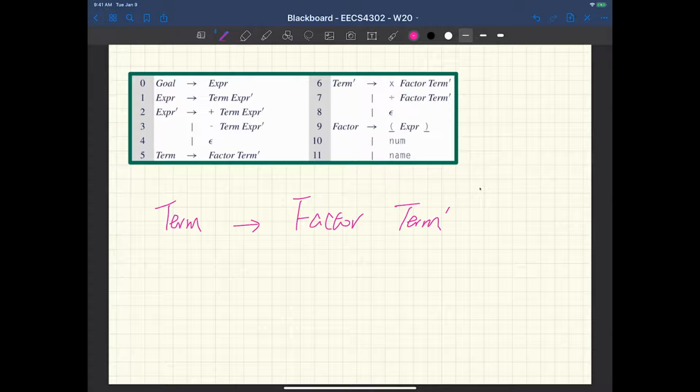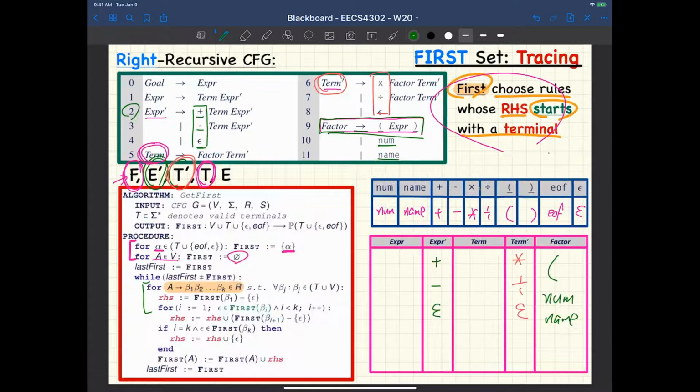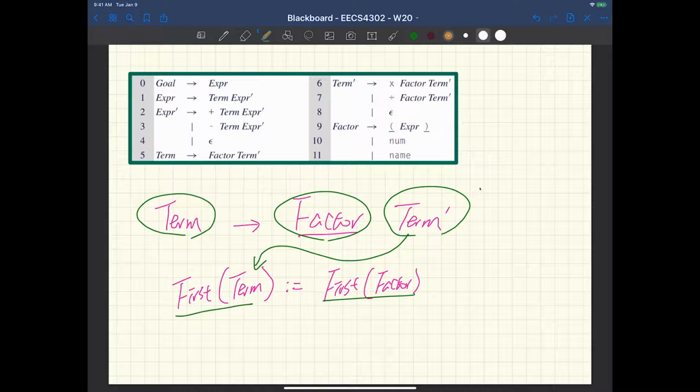To begin with, as you will see in the algorithm, the first of term is initialized to be just the first of the first variable, just factor. It's always the case, right? So now the question is, should we also include the first of term prime into the first of term? Think about this. Before we run the very first iteration of the for loop, we always initialize the first set for the variable we're considering. The first one should always be the first of the first symbol here, which can be a variable or a symbol, like a token. So should we actually union term prime's first set into the first of term? I heard no.